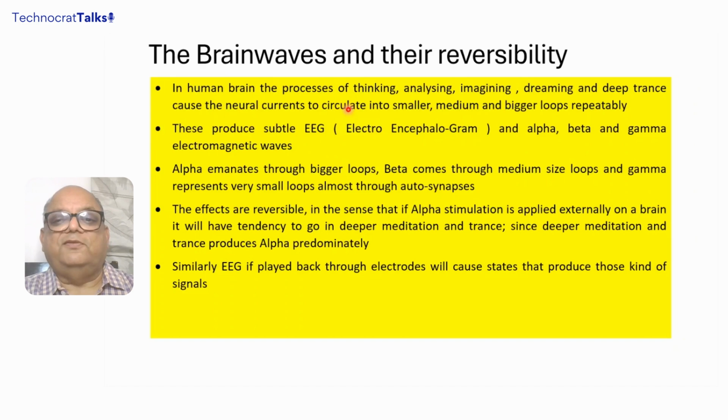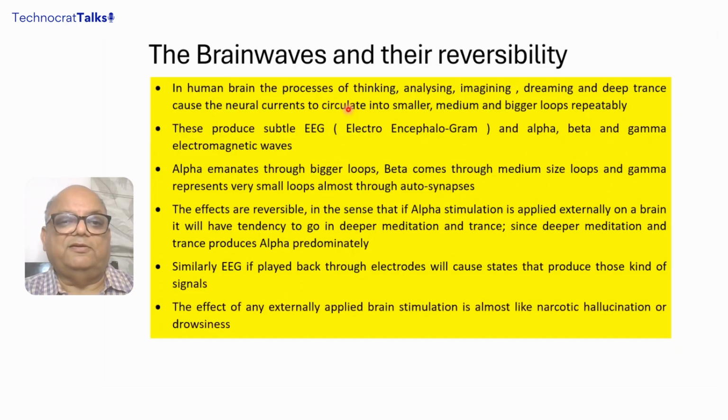Similarly, if EEG is played back through an electrode, it can cause certain things. Certain neurons can be made to fire through this external stimulation. Usually it is not very desirable because the effects are almost comparable with the narcotic hallucination or drowsiness produced through artificial drugs. So anyway, it's not a natural phenomenon, and not advisable to indulge in. However, technically it is possible.